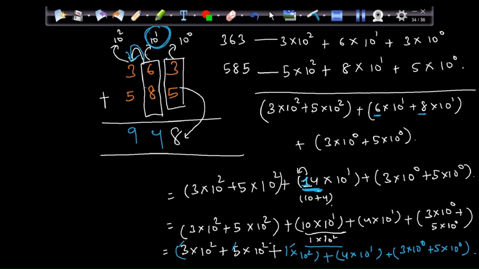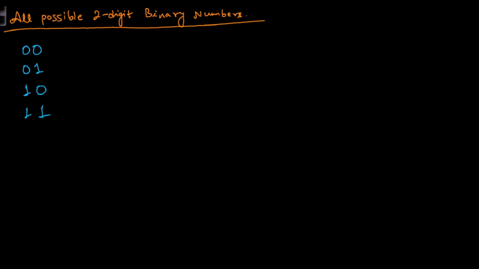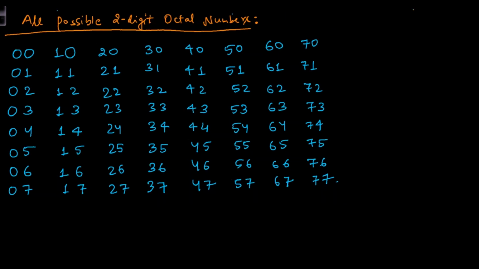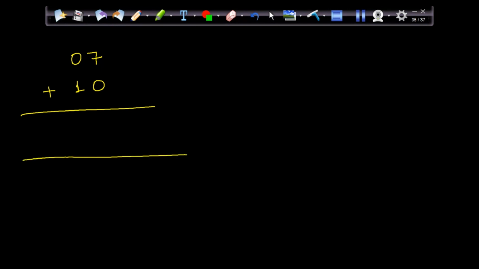Let me take another. Now we will look at addition of two octal numbers, hexadecimal numbers, and binary numbers. Okay. So this is all possible 2-digit octal numbers. Let me take an example. For example, let's say this is one octal number 07, and I want to add to this octal number 10. Okay. Now what would be the answer? What is the result of the sum of these two numbers?